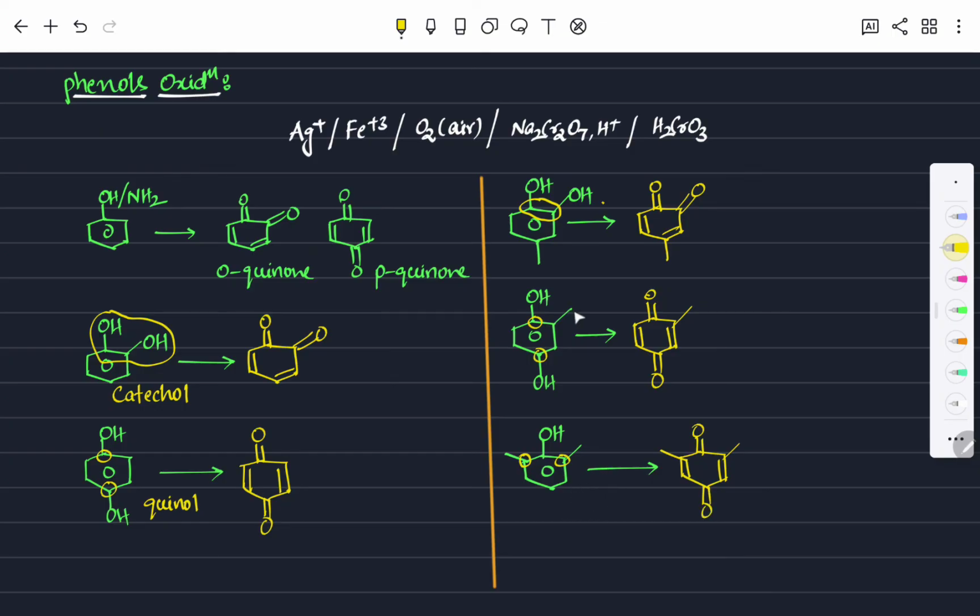So here, whenever a methyl group is present, the most preferable reagents are Ag plus, Fe 3 plus or O2. Because if a methyl group is present and we use sodium dichromate, the methyl group can also be oxidized with dichromate.